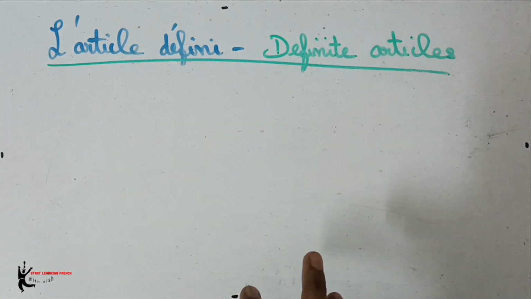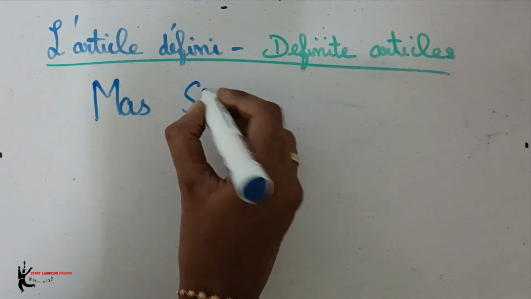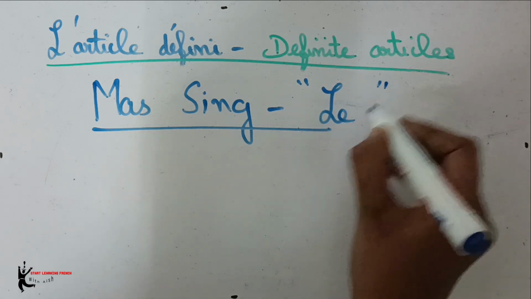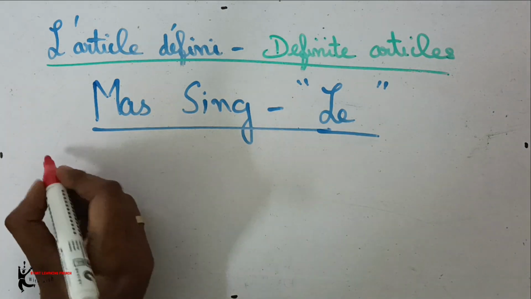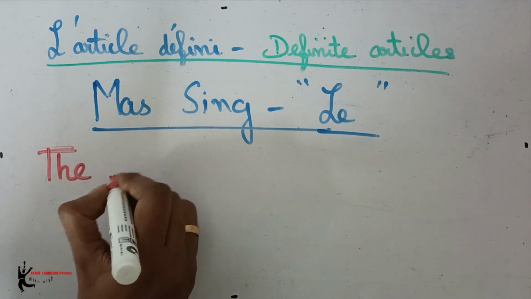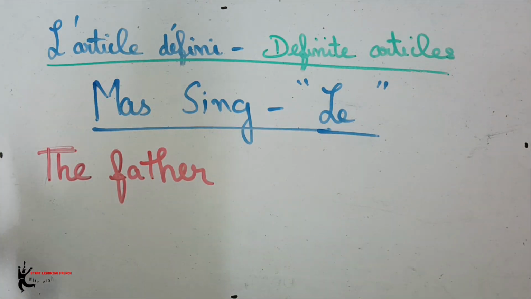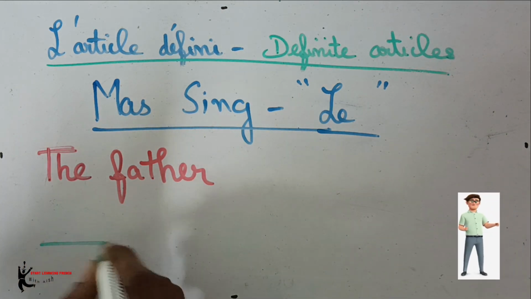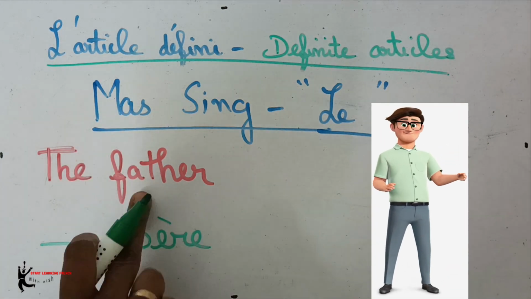If I give an example, it will be very easy for you to understand. So first, I am going to give an example for masculine singular. For masculine singular, what will you use? Le, right? So, for example, the father. In English, the father. In French, père. Father means père.